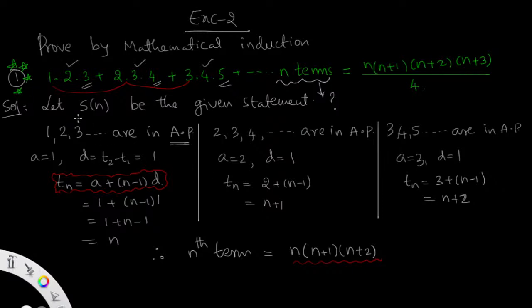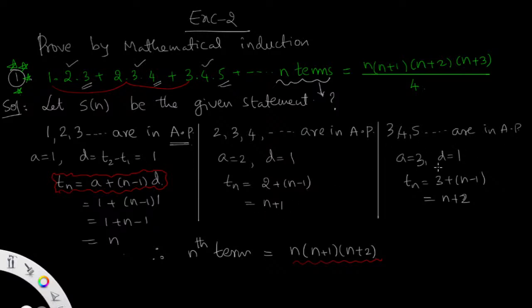Okay, 1 into 2 into 3 plus 2 into 3 into 4 plus 3 into 4 into 5, going on till the nth term, that is n into n plus 1 into n plus 2 into n plus 3 divided by 4. So 1, 2, 3 are in AP, and the common difference is the same. Just substitute by a plus n minus 1 into d. Then you get the value as n. In a similar way, a means the first term, n minus 1 into d means the common difference, T2 minus T1, also here 1, that is n plus 1.